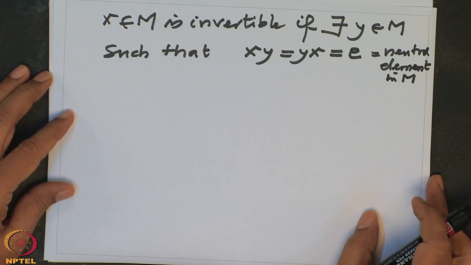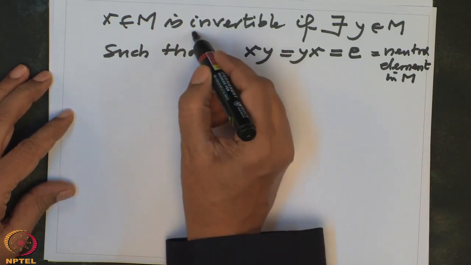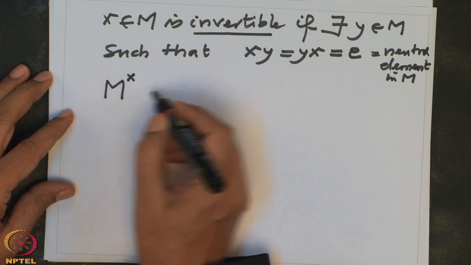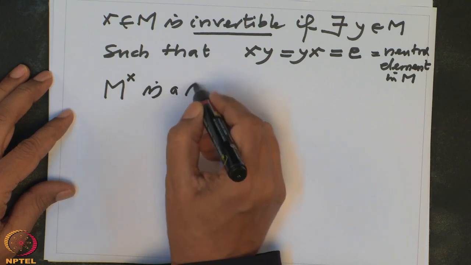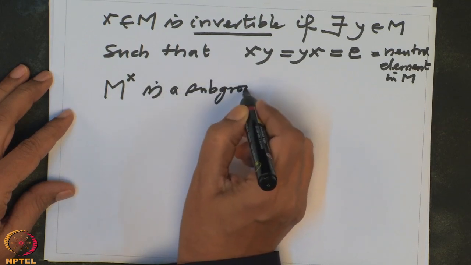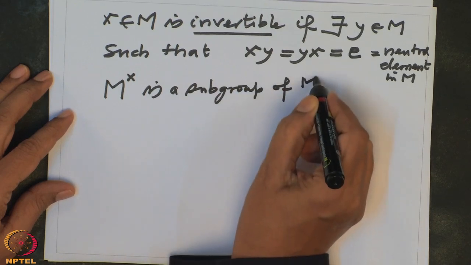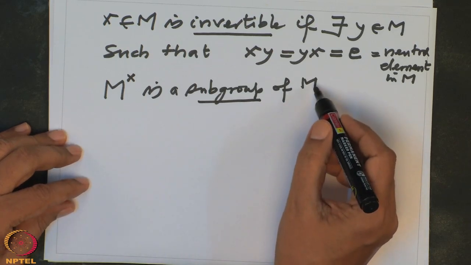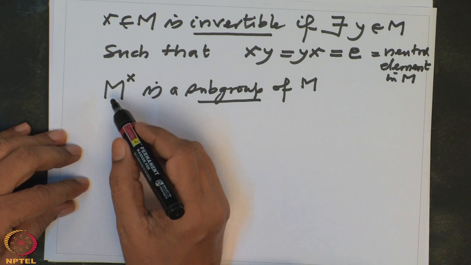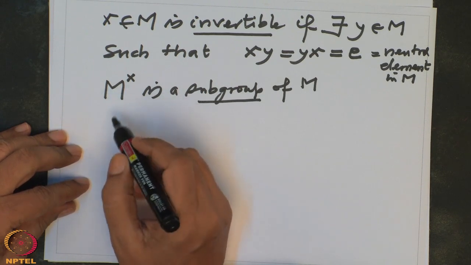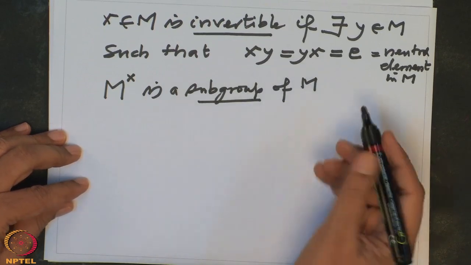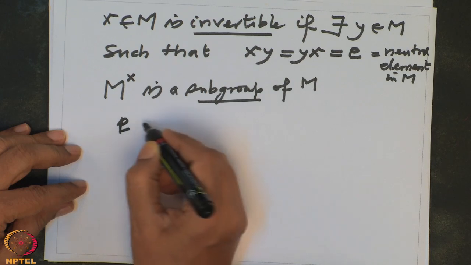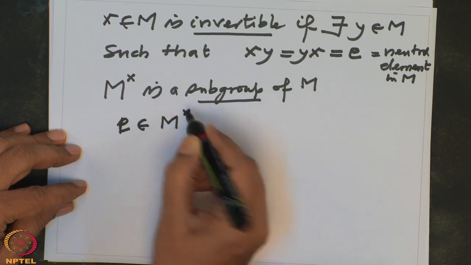Such an element is called an invertible element in M, and the set of invertible elements is denoted by M cross. So it is clear that this M cross is a subgroup of M. What does that mean? That means the same binary operation of M induces a binary operation on this set M cross, and with respect to that binary operation it is a group. That is obvious, because what do you have to check for this? We have to check that the neutral element belongs to M cross, which is clear.